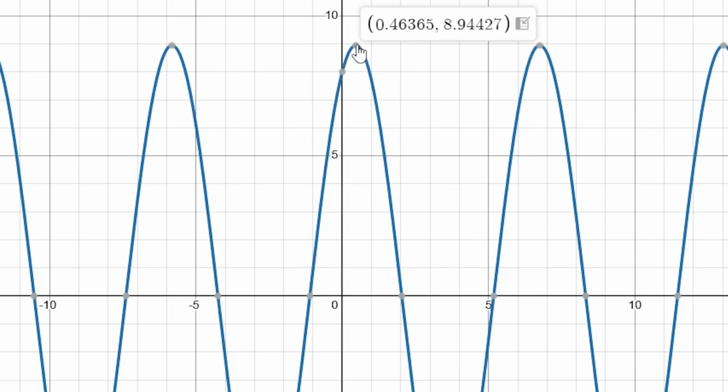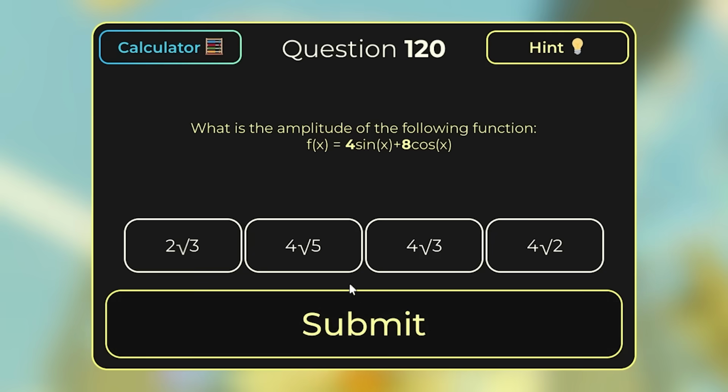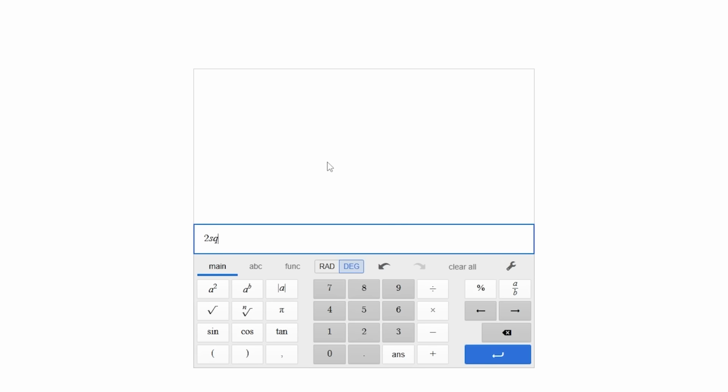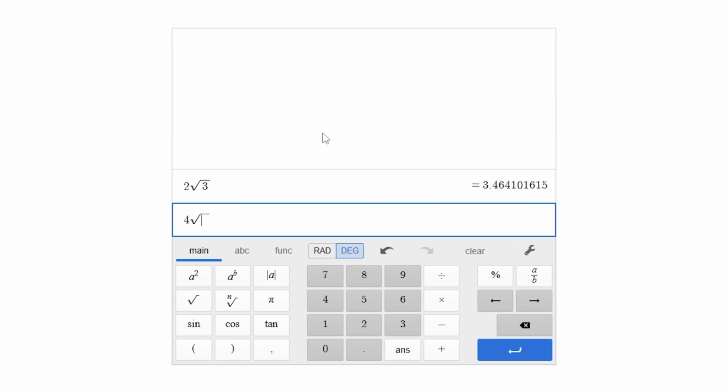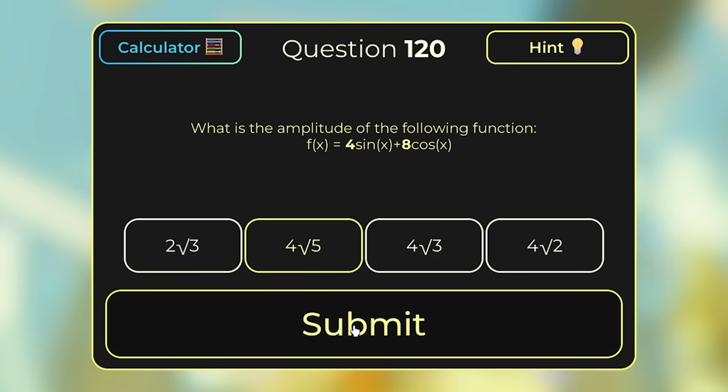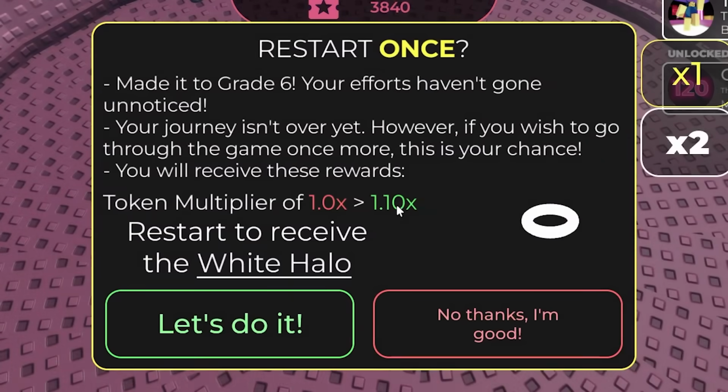Thus, the amplitude is, is it not exactly 9? It is not, because 9 isn't one of these answer choices. But what I can do is similar to what I was doing before. Just do 2 square root 3, 4 square root 5, and just see which of those is approximately 8.94, which would be this one, 4 square root 5. And there we go. Nice.